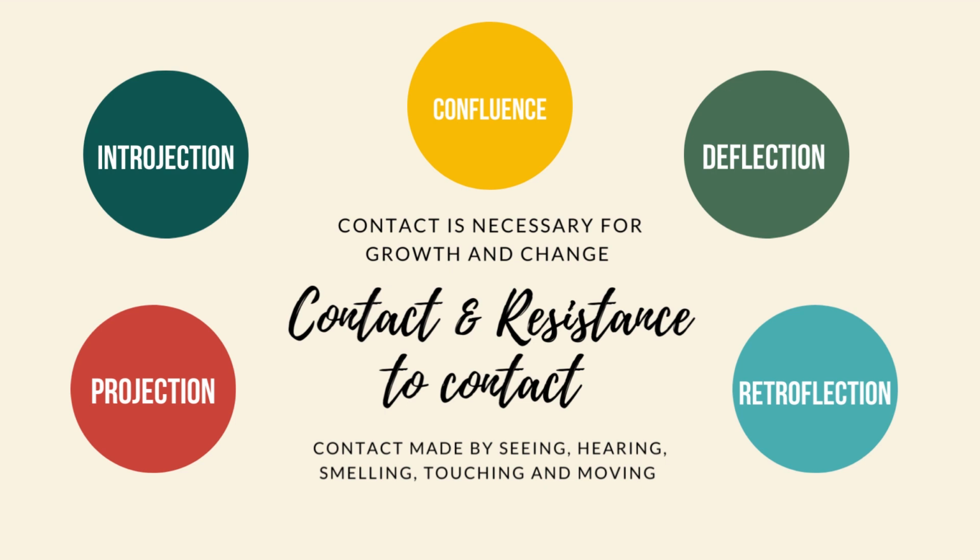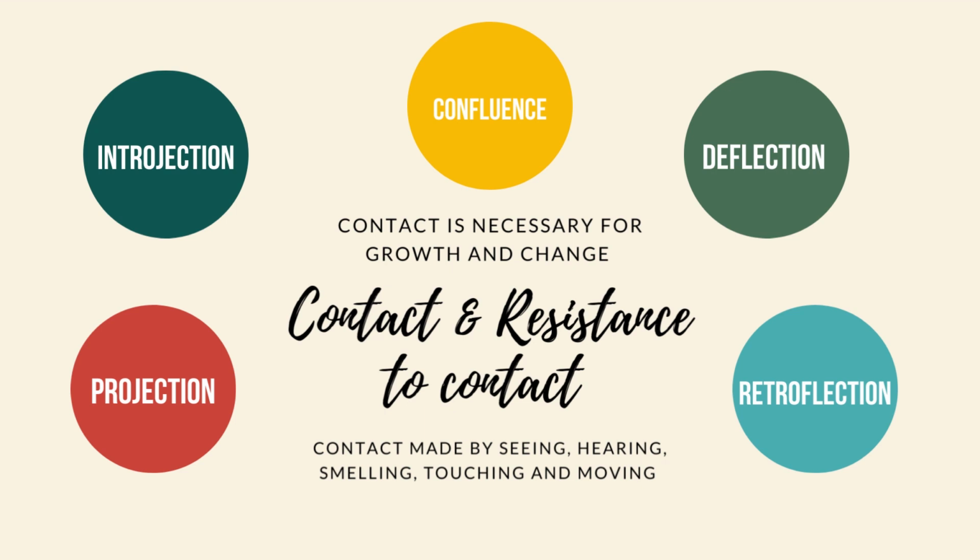Retroflexion is doing to yourself what you want to do to others or what you want others to do to you. An example of this would be avoiding saying what you want to say when you're angry just to avoid conflict.